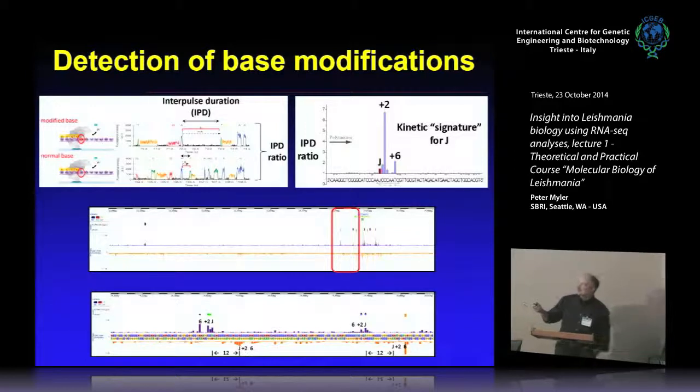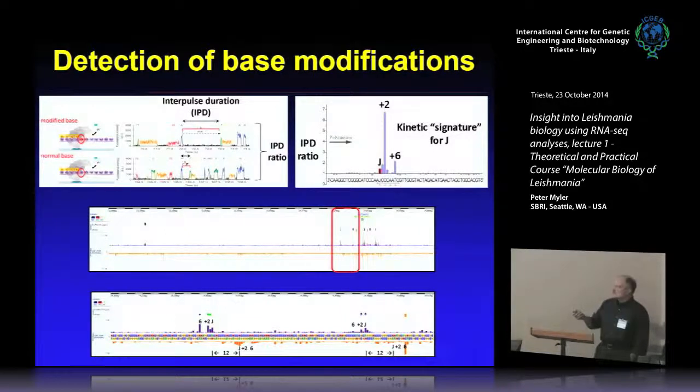So rather than this being a T, it would be a modification of a T. In trypanosomes, we've used this to find a signature of base J, which I'll talk about a little bit more after the break. And so we can now map the position of all of the Js within the genome.